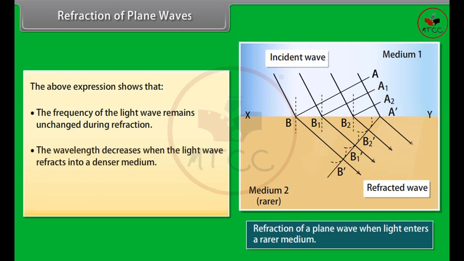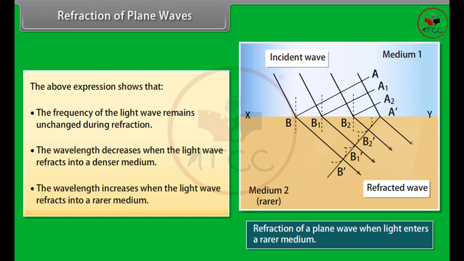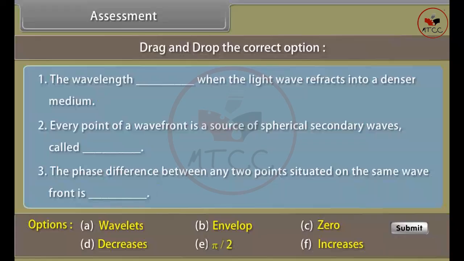The wavelength decreases when the light wave refracts into a denser medium, and the wavelength increases when the light wave refracts into a rarer medium. Assessment. Before proceeding further, let us know how much you have learned. Drag and drop the correct option.